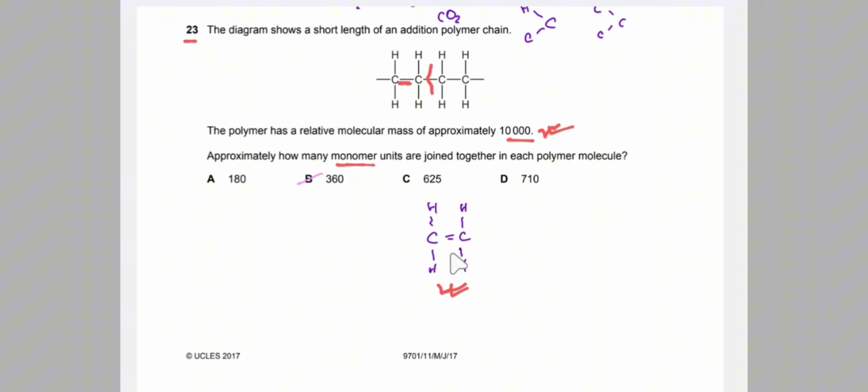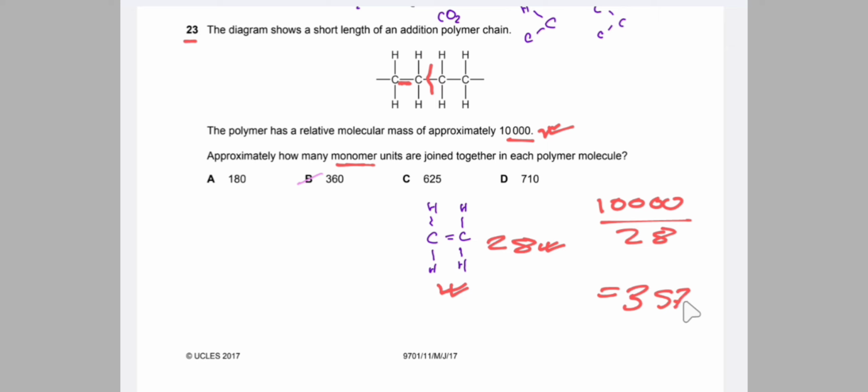And for this monomer, what is the Mr? Carbon is 12, and hydrogen is 1 and 1, so 14 plus 14, that is 28. So the Mr of the monomer is 28 and the Mr of the polymer is 10,000. So 10,000 divided by 28 gives us a value of 357.1. So this is approximately 360. So the correct answer is B.